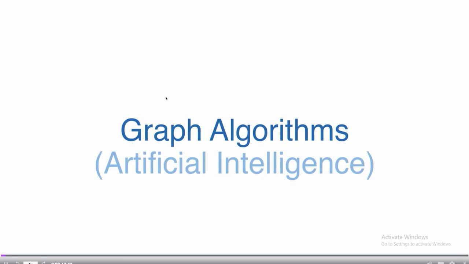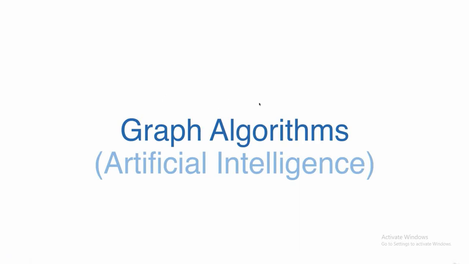In the coming lectures, we are going to talk about graph algorithms. And when I first met with artificial intelligence, it was quite confusing why we have to talk about graph algorithms. This is why in this lecture we are going to talk about the connection between artificial intelligence and graph algorithms.